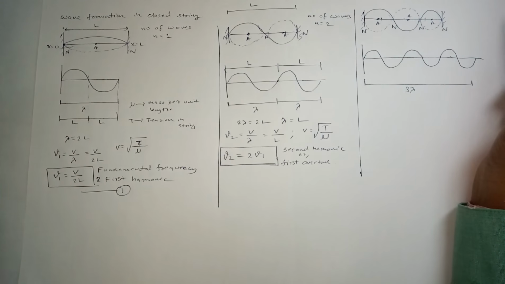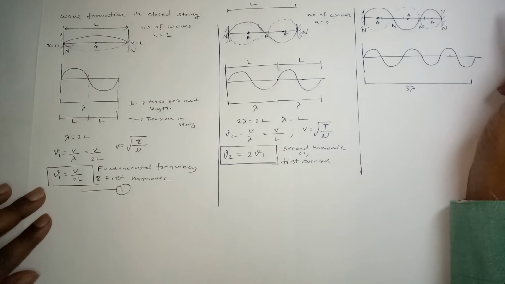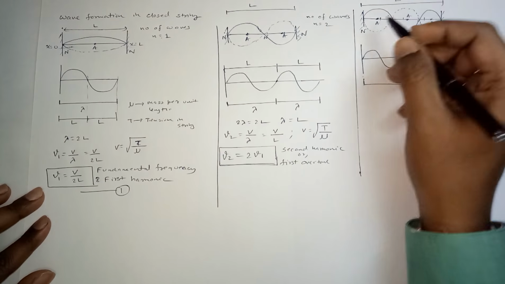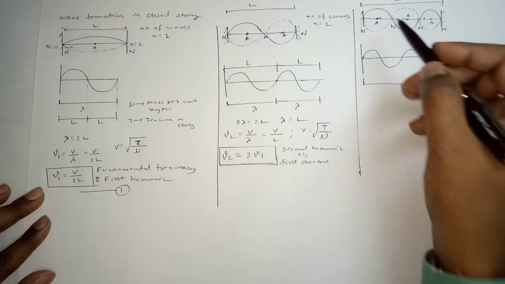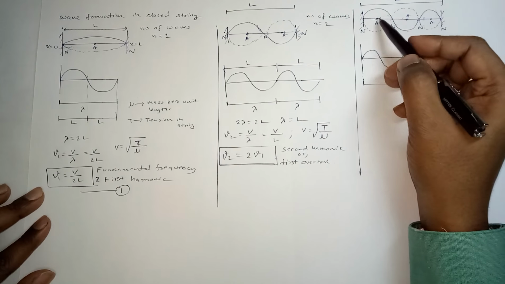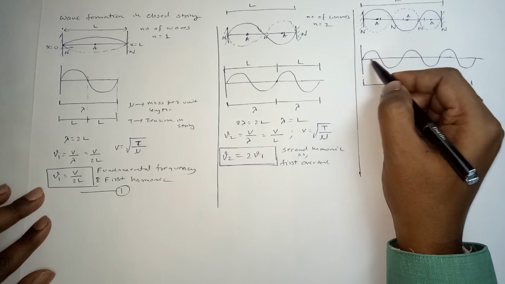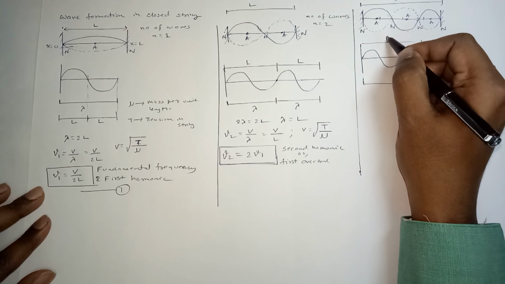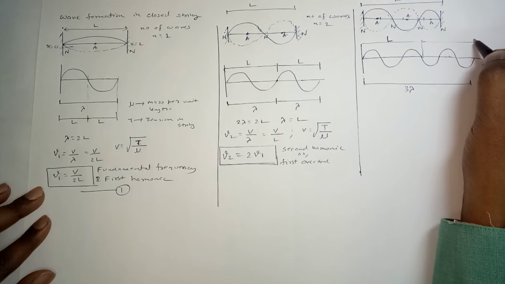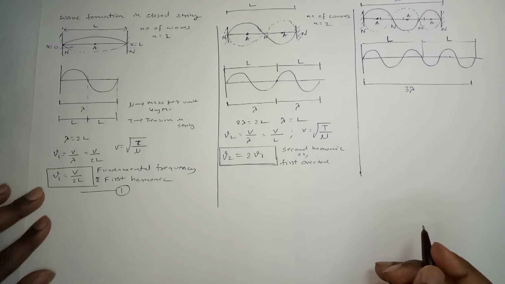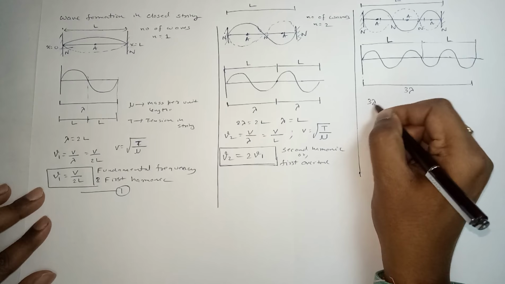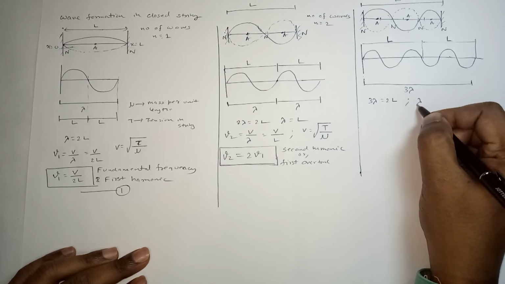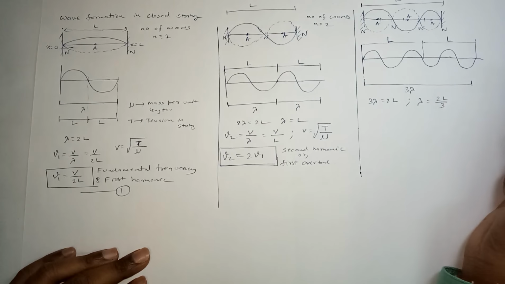Now for this case you can see that this is the length of the string. From here to here you moved a distance of L. So from this point to this point, 1.5 lambda, this length is equal to L, and again this length is also equal to L. So we can write that 3 lambda is equal to 2L. From this we can write lambda is equal to 2L by 3.